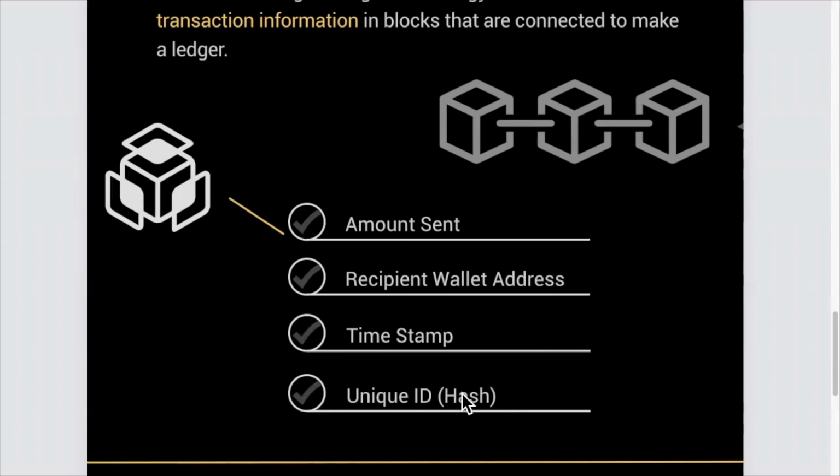Another key piece of information that's belonging inside every block is something called a unique ID, which is a hash. A hash is the unique identifier, and we can think about it like a fingerprint that a blockchain network can use to identify that individual block, that specific block, and can use that information in order to put it in the sequence of blocks.